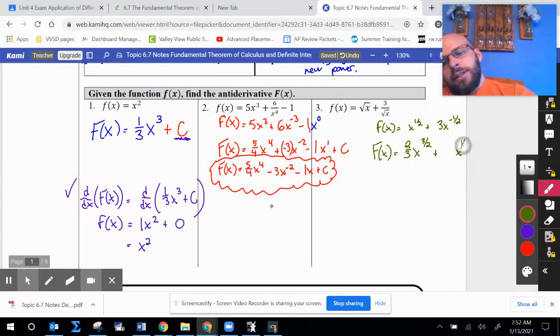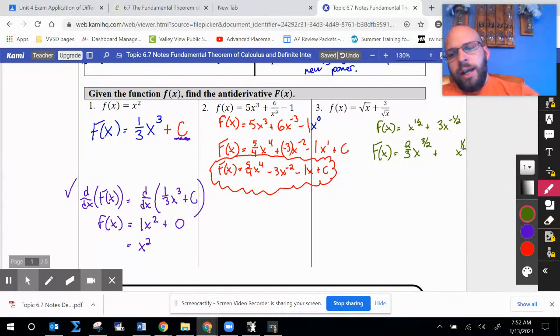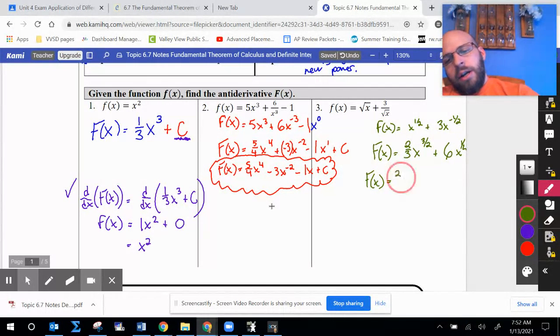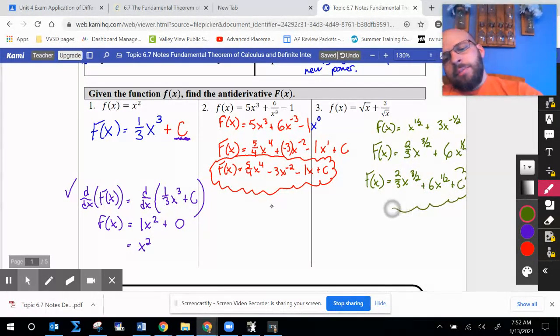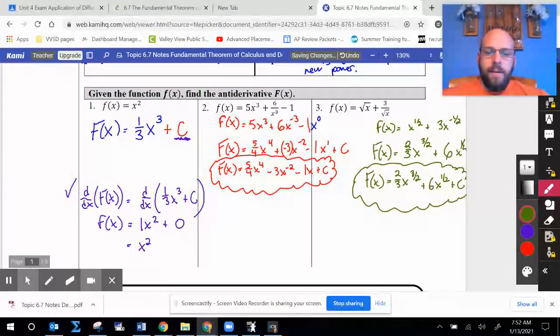Plus, now if I raise this up a whole power, it's now x to the 1/2. The reciprocal of 1/2 is 2, which will give me a 6. So I get, now I ran out of room, but I have 2/3 x to the 3/2 plus 6x to the 1/2 plus c. That is my antiderivative of my function. All right, so that's kind of how I take the antiderivatives of powers.